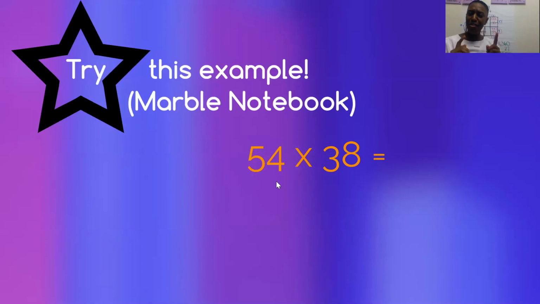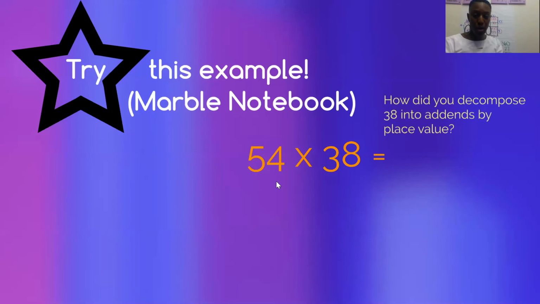Perfect. So now you've finished double checking. I saw that you got 1,387, two thumbs up to you. Here we get to try another example while I'm still here with you. So 54 times 38. 54 times 38. Go ahead and write it down in your marble notebook. And let's start the conversation.